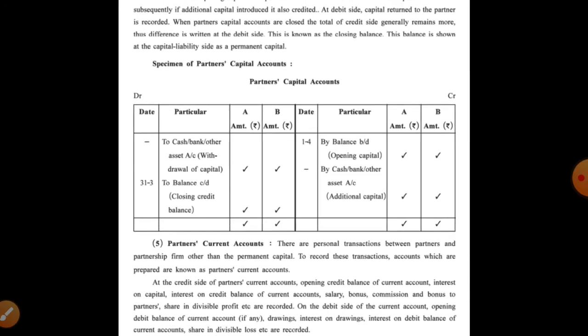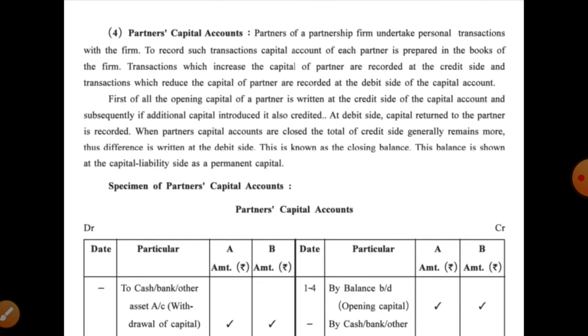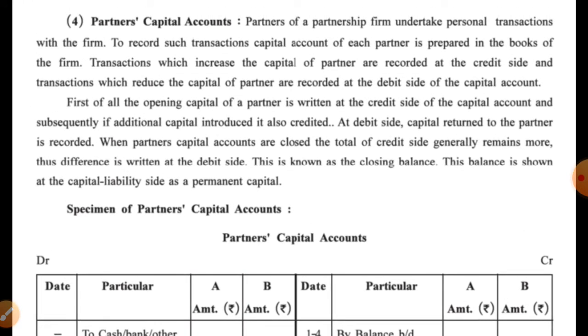After preparing the P&L appropriation account, whatever the divisible profit that came of each of the partners, that is to be distributed in the profit and loss sharing ratio and is to be transferred to their partners' capital account. Now what is partners' capital account?